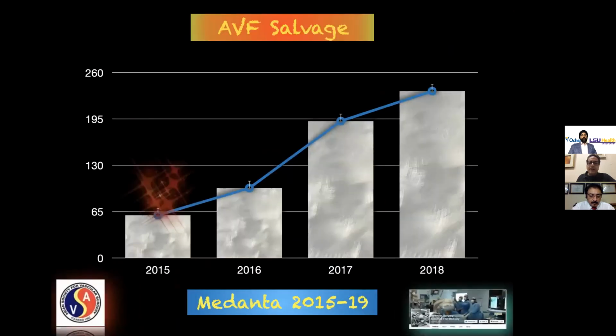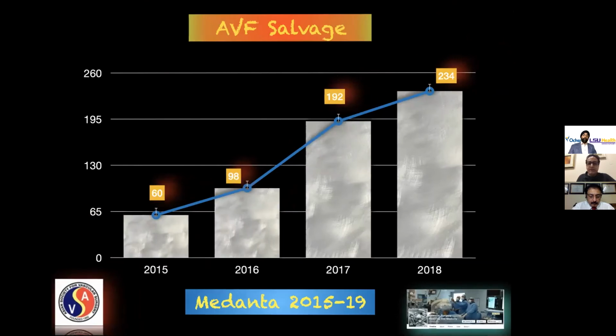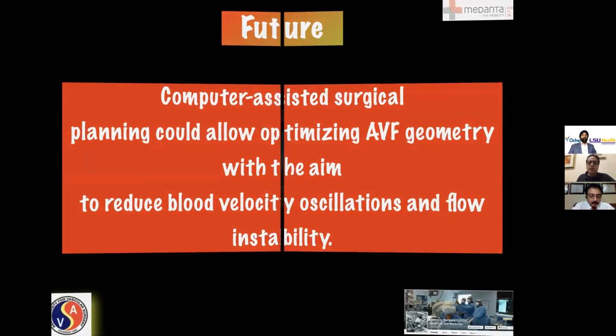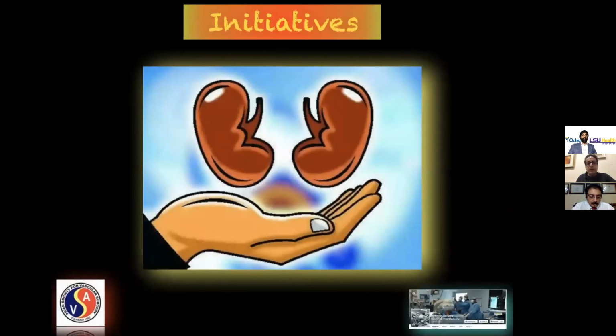And this is our data over the last, I would say, 5 years. Now we have come to a stage where we are practically doing one fistula salvage a day. When we started, we did only 50 to 60 in a year. And so the future, I would say, is computer-assisted surgical planning, which could allow optimization of AVF geometry with the aim to reduce blood flow velocity oscillation and flow instability, which causes neointimal hyperplasia. So this is something I'm very passionate about, these patients and salvaging fistulas.